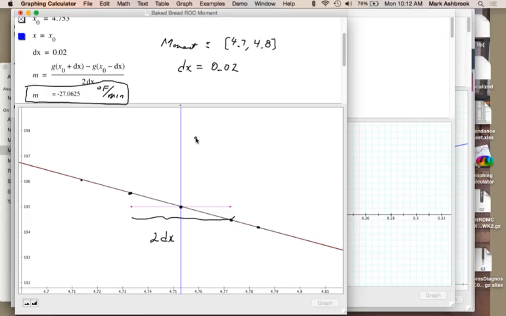I want you to tell the person next to you, we want to apply what we've learned. Don't go back to who you were before this course started. You've learned something new about what this number means. That's what I'm asking you. What does the number negative 27.0625 degrees Fahrenheit per minute mean? Go.